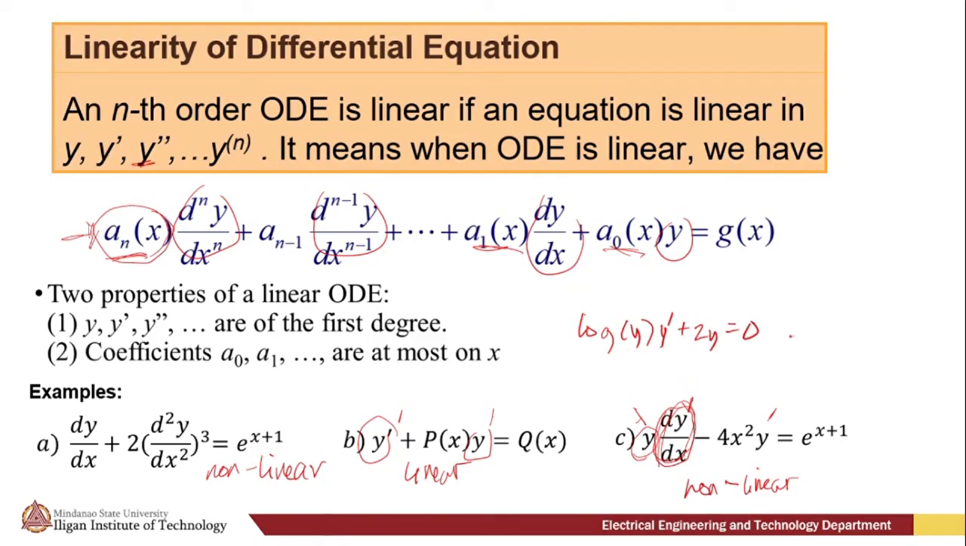This one is nonlinear because of the term log of y, because our dependent variable here is y and it is in a logarithmic function. Same if we have sine of y plus y double prime equals e raised to 2x. Because of this term, our dependent variable is within a trigonometric function, so this one is a non-linear differential equation. That is how we identify the linearity of a differential equation.